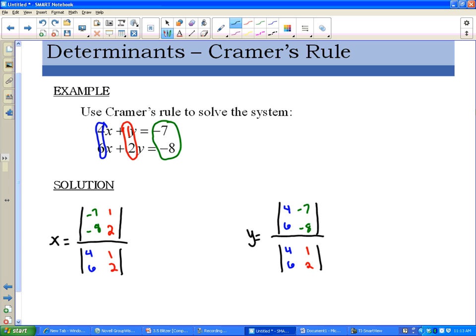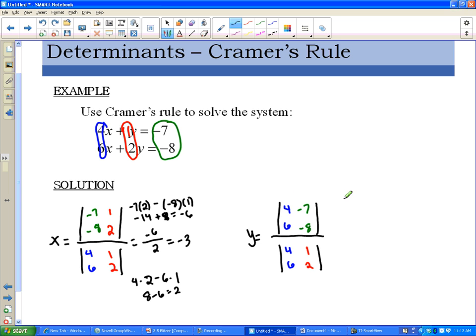Now I need to find some determinants. Remember, this is the diagonal, -7 times 2, minus the other diagonal, -8 times 1. So -14, and there are two negatives here, which makes this +8, which equals -6. That gives us a -6 on top. On the bottom, I would do 4 times 2 minus 6 times 1. That's 8 minus 6, which is 2. So negative 6 over 2 is negative 3. That is my x value.